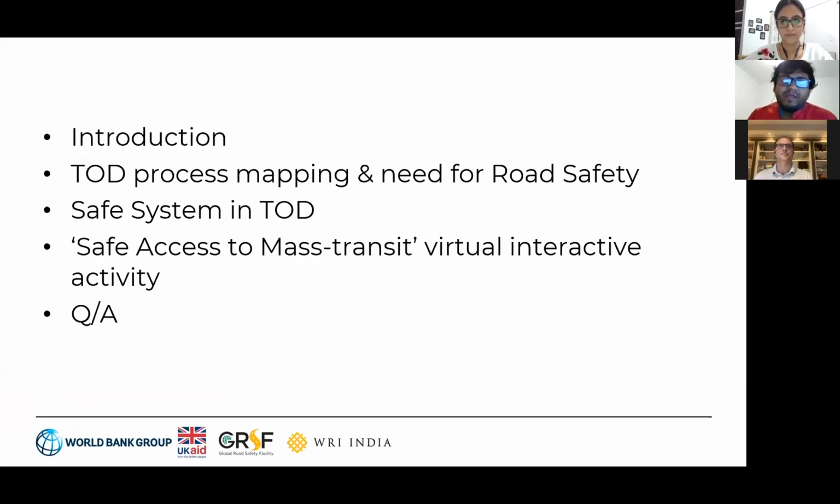This will be followed by Dhaval presenting on using a safe system approach for achieving road safety needs with the TOD. And later we'll have Rajiv conduct a virtual interactive game with all of us participating in smaller groups, focusing on providing safe access to transit stations in a TOD.